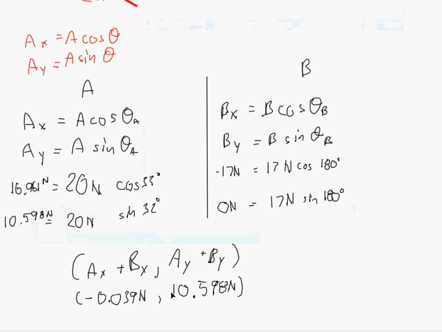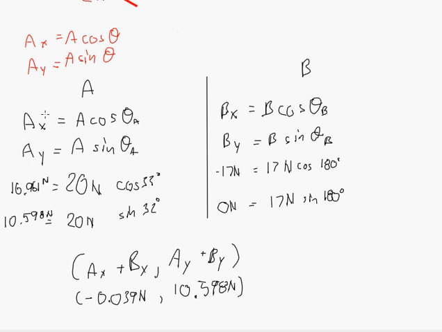So I have my 2 points, and I'm just going to go to the very top again. I have negative 0.039 newtons, comma, 10.598 newtons. And this is my point that represents the end of my resultant. So I can just say my resultant's at this point. Okay, but this is not what it asks.